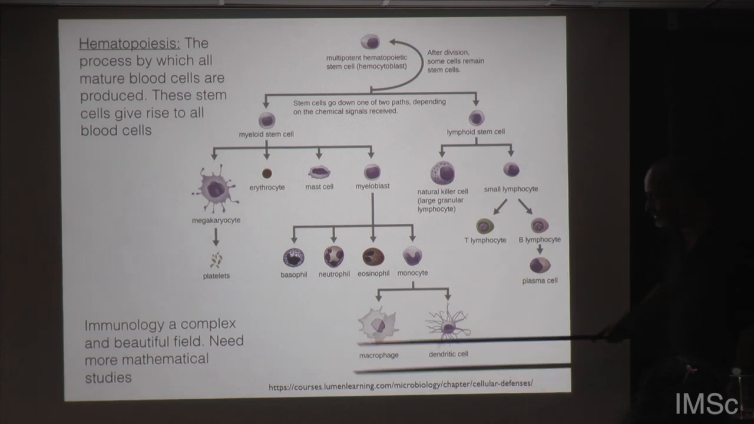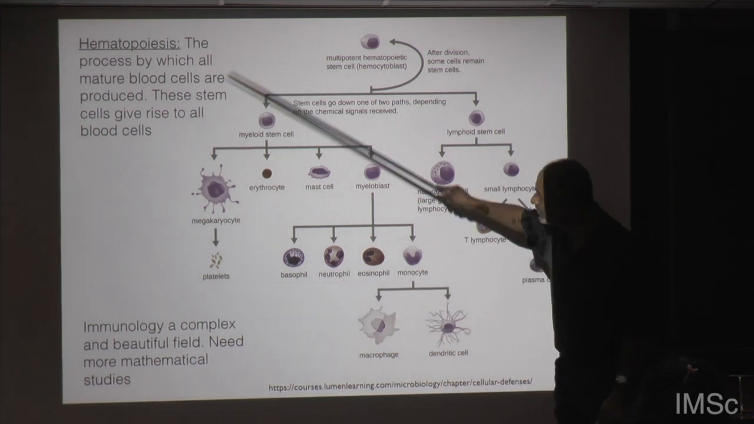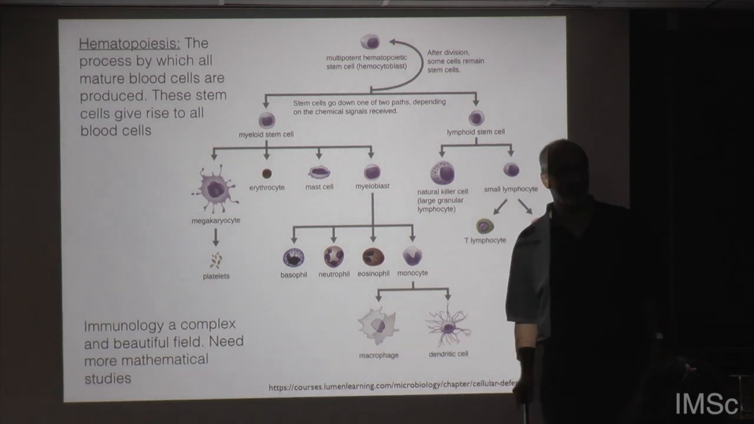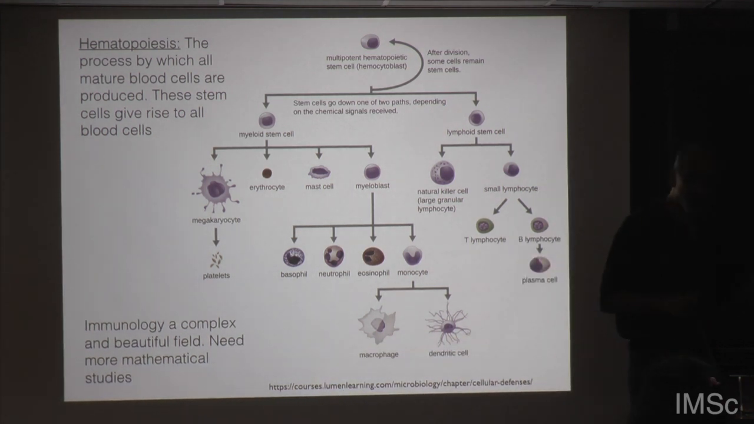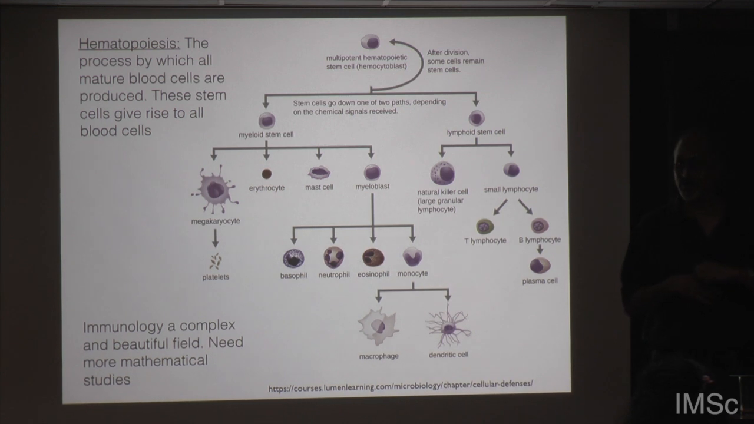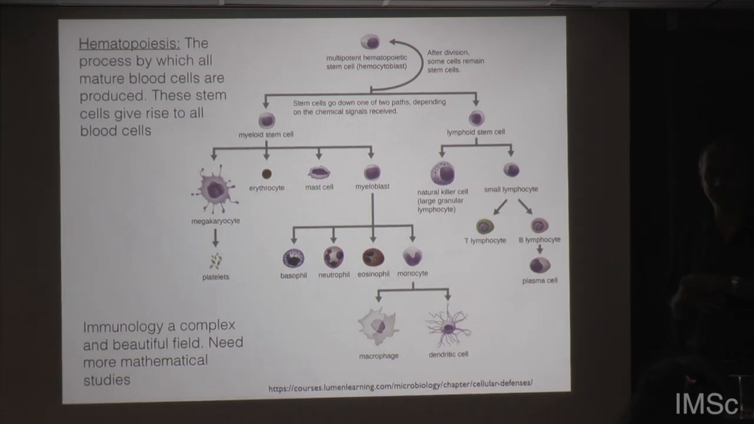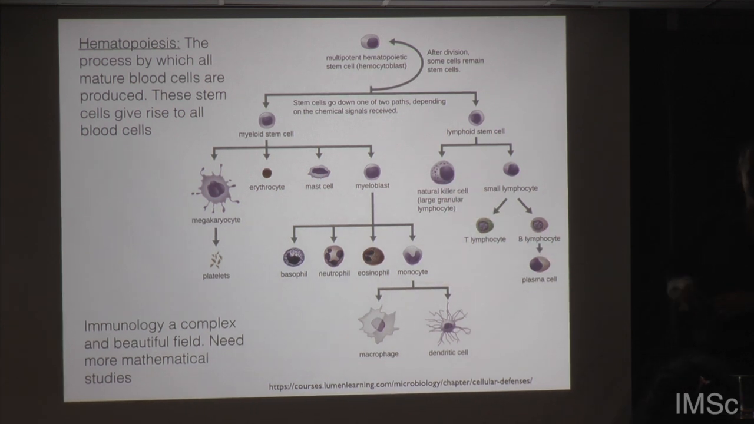So just to make the point that this whole field of immunology is a very complex and beautiful field. And you really need more mathematical studies in this field. This is not what we'll be talking about, but if any of you are interested in looking at problems in the future, in the field of mathematical biology, here is certainly an area that I would suggest you think about. Mathematical immunology is really going to be a very important field in the next 20 or 30 years.